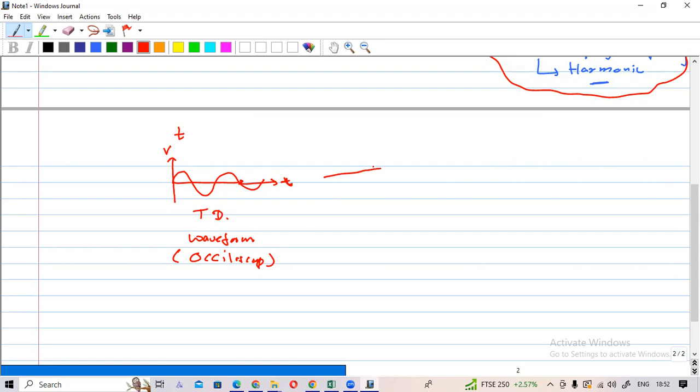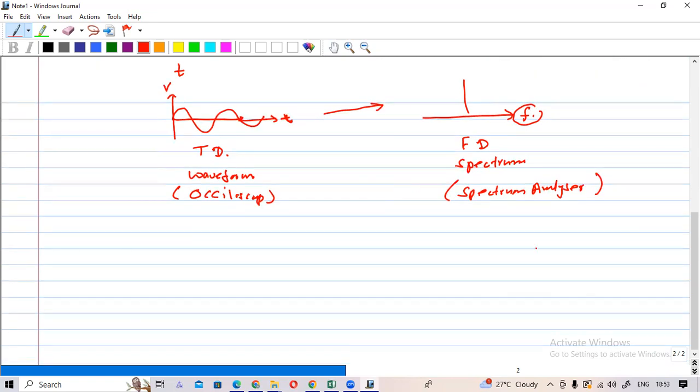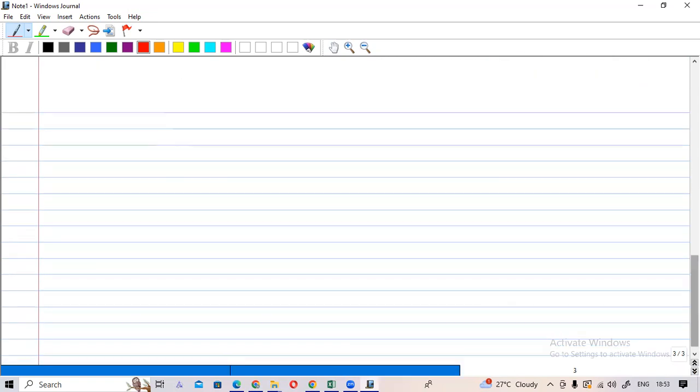So using Fourier analysis, if you convert this, now we are plotting the power or voltage with respect to frequency. So that is a frequency domain signal. We normally call it a spectrum. We are using a spectrum analyzer to analyze this spectrum. Okay, now I ask you a very simple question.